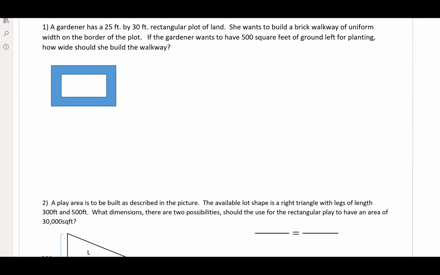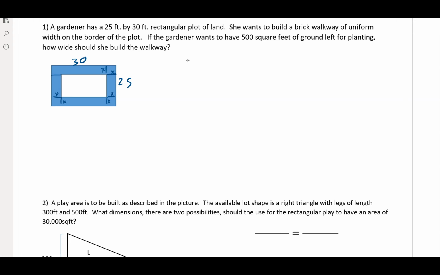So a gardener has a 25 by 30 foot rectangular plot of land. She wants to build a brick walkway of uniform width, sound familiar, around the border of the plot. The gardener wants to leave 500 square feet of ground left for planting. How wide should the walkway be? So again, it's the same problem. We have, this is 30, this is 25, and you have an even walkway around the outside.